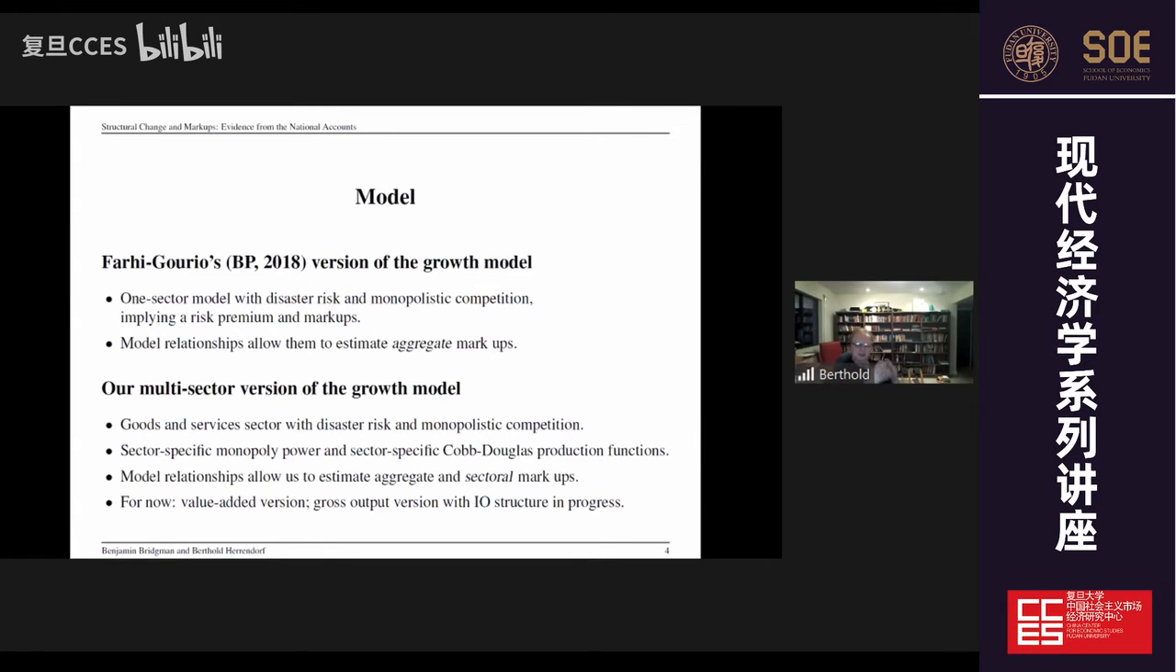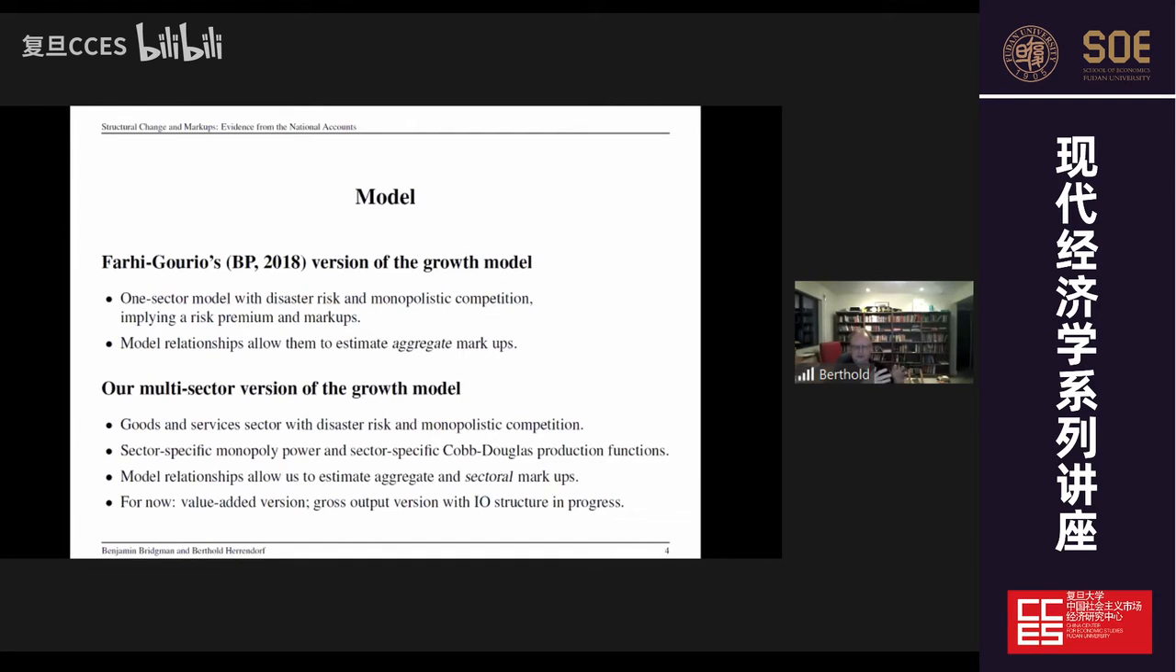Then they derive model relationships that allow them to estimate aggregate markups. So what we do is we write down a multi-sector version of the growth model. For the purpose of the presentation, only two sectors, but you can make that into as many sectors as you want. We're going to distinguish in particular between goods and services. And we have a disaster risk and monopolistic competition in each of these, which gives us a sector-specific risk premium and sector-specific monopoly power.